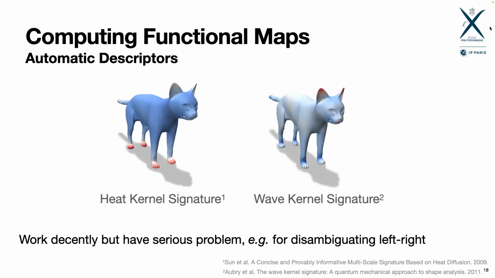It has had some success, except it has some issues. You can see on the left, it distinguishes somehow front and back, but left and right are exactly the same. It cannot distinguish left and right because if you're purely symmetric, heat diffuses the same on my left hand and my right hand.